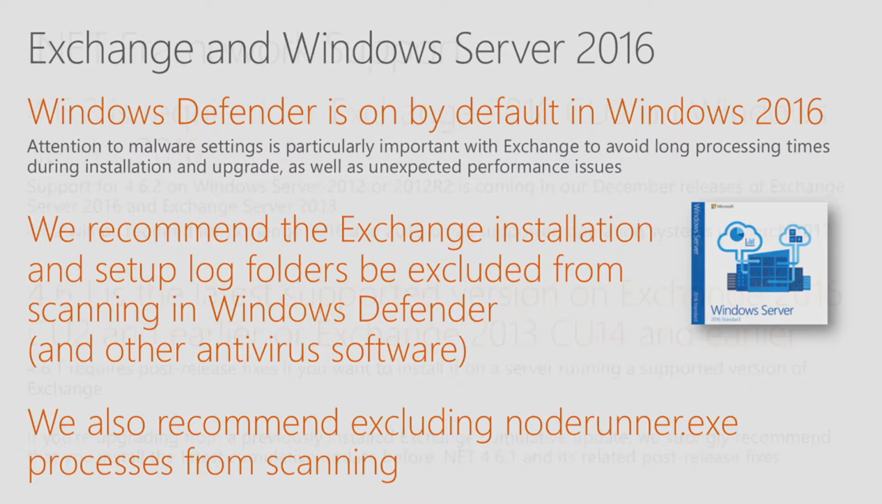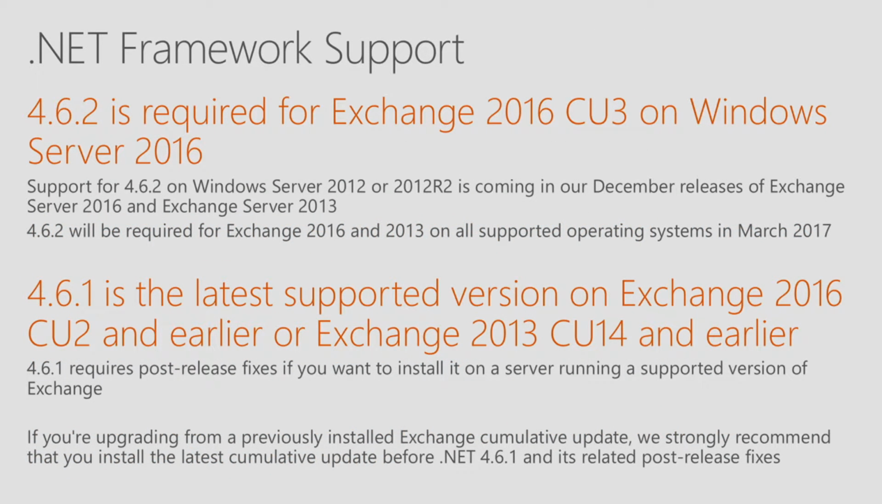All right. Now, the other tricky thing is with .NET Framework support. So if you are going to do Exchange 2016 on Windows Server 2016, you have to run .NET 4.6.2. If you're taking Exchange 2016 on any other operating system, or CU2 or any earlier version, then 4.6.1 is the latest. And there are also some post-4.6.1 updates that you need to install as well.